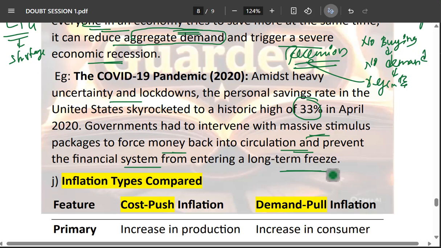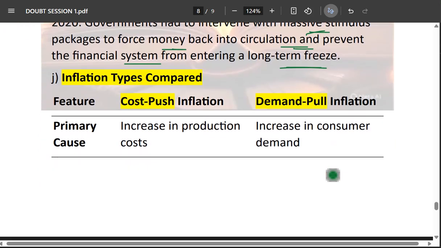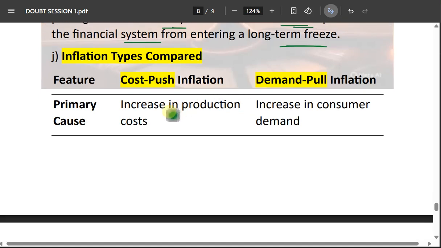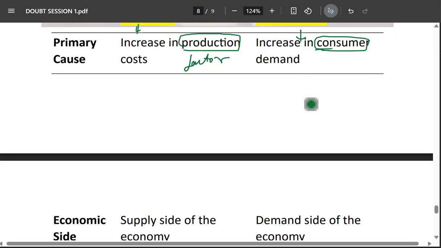Next, I have compared the inflation types. One student asked what the difference is between cost push and demand pull inflation. What is the primary cause of cost push inflation? It is production cost, from the factory side. Just remember, cost is the factory side, demand is the consumer side. An increase in production cost causes cost push inflation. An increase in consumer demand is demand pull inflation, in simple terms.